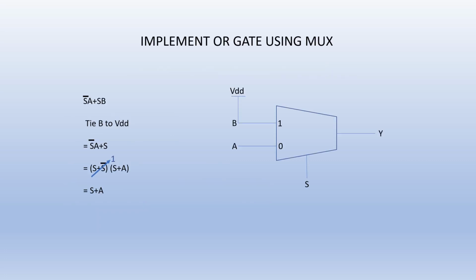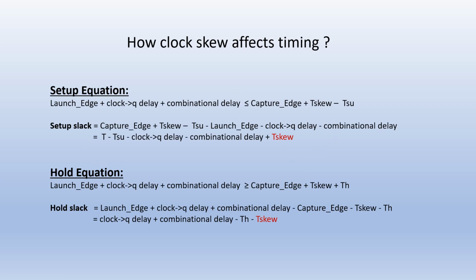Then the interviewer asked me to implement an OR gate using mux without using extra gates. I implemented it in this way. Moving further, explain in detail how the clock skew affects timing. I used this equation to explain. This equation depicts that the clock skew relaxes setup but tightens hold.